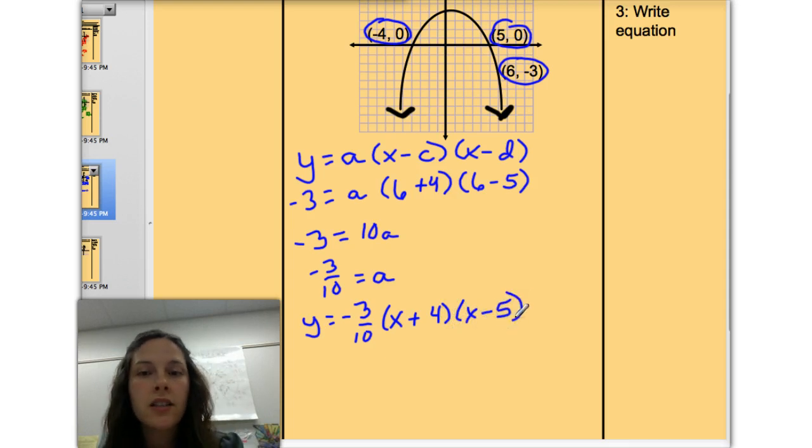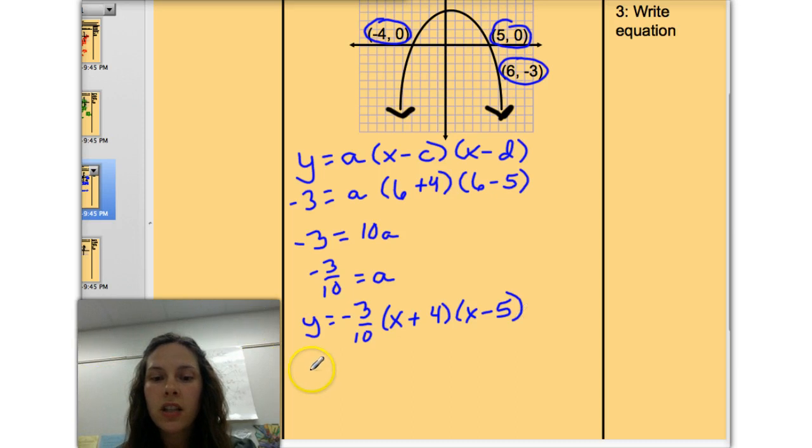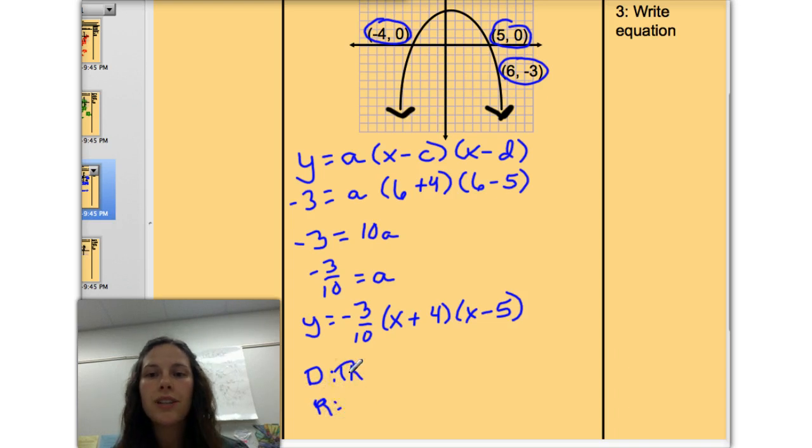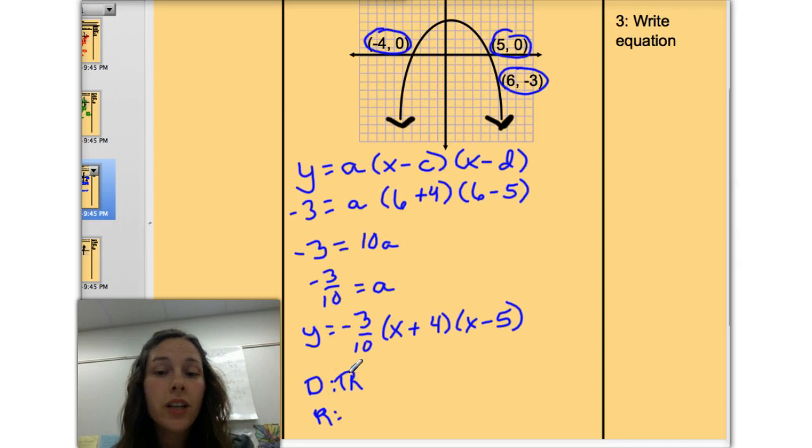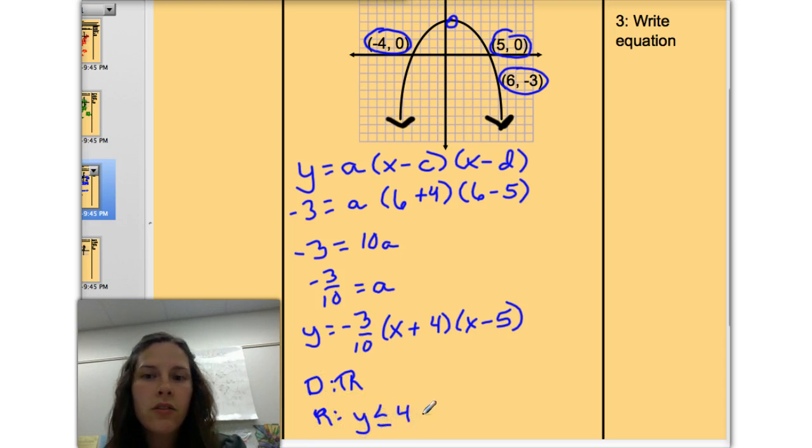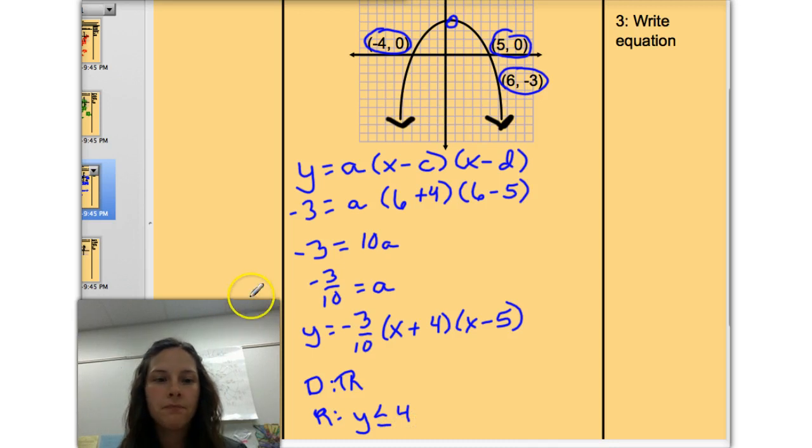All right, last piece is writing the domain and range. It's a quadratic function, so that's easy. Domain is all real numbers. Range, we will need the vertex. In this case, we don't exactly have the vertex from the graph. We didn't need it for factored form. So I'm just going to look at the graph and estimate about where that vertex is. And it looks to me like it's at about 4. So we're going to do y is less than or equal to, because our graph opens down, and the y-coordinate of our vertex looks like it's at about 4.